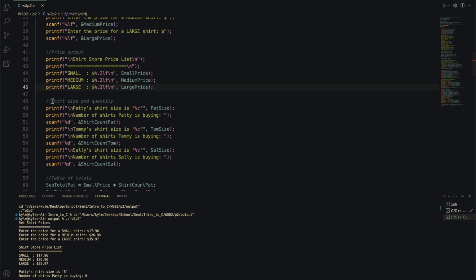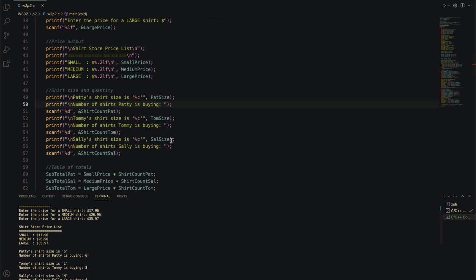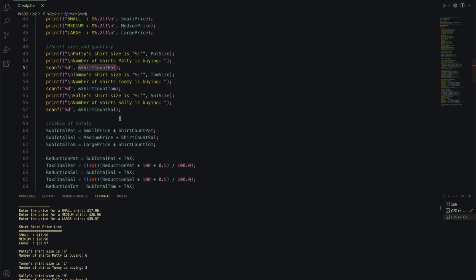Straightforward. Next, we have the shirt size quantity. As you remember, the sizes are hard coded right here, so we didn't need to input that, but we needed to input the quantity of the shirt, so we had to make a variable for that, right? So when I had to put the quantity 6, we had to store that in this container or variable, and that goes the same for the two other persons right here.